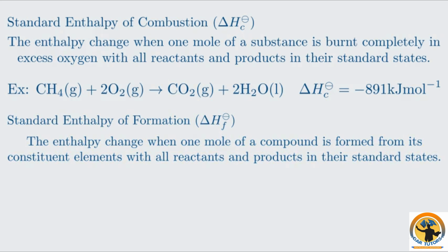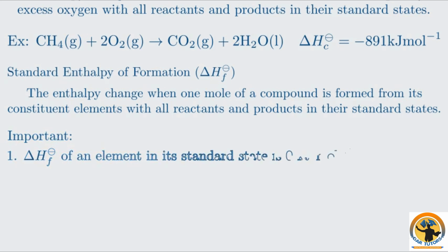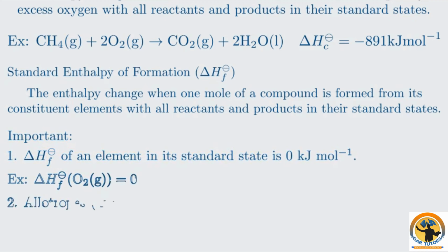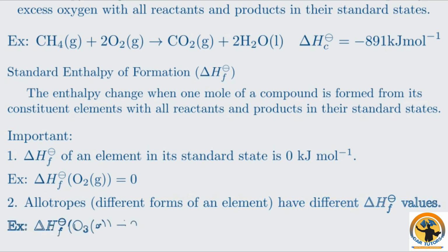There are two crucial points about delta HF. First, the standard enthalpy of formation of an element in its standard state is, by definition, 0. There is no enthalpy change in forming an element from itself. Second, for allotropes like oxygen gas and ozone, only the most stable form, O2, has a delta HF of 0. Ozone, O3, is less stable, so it has a non-zero delta HF.